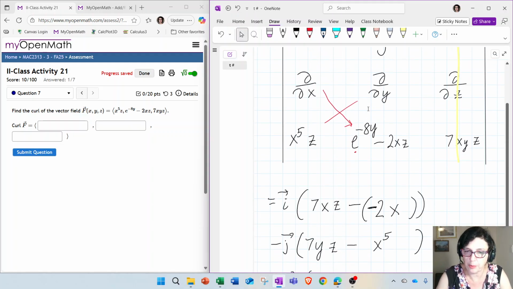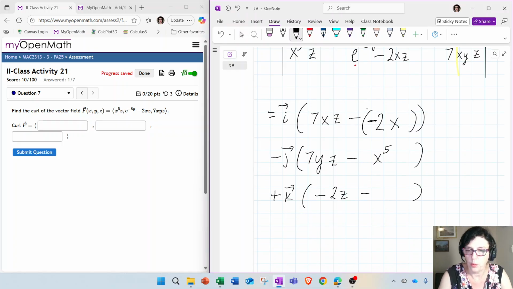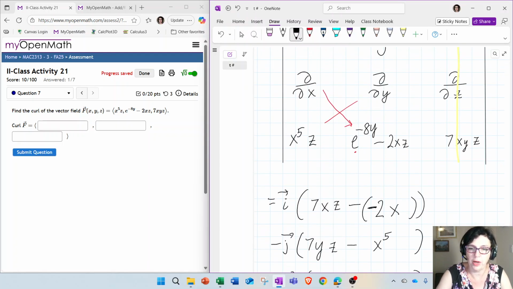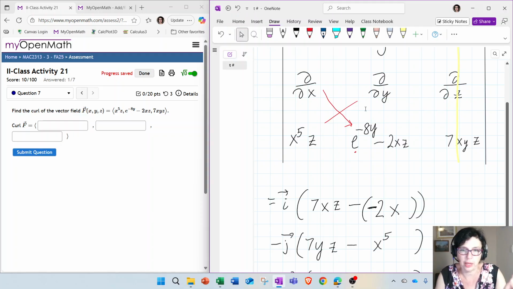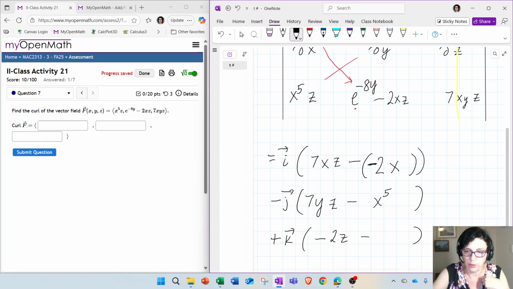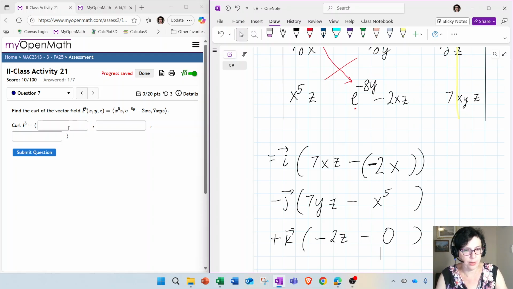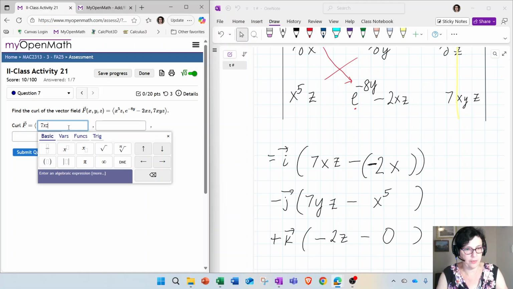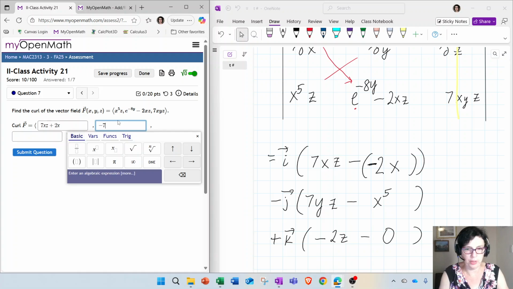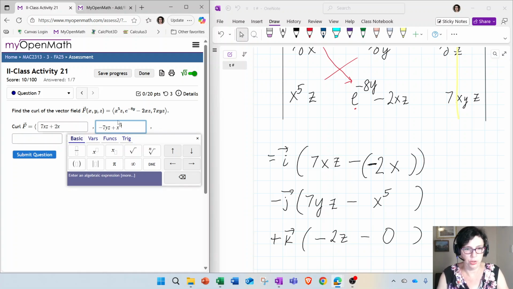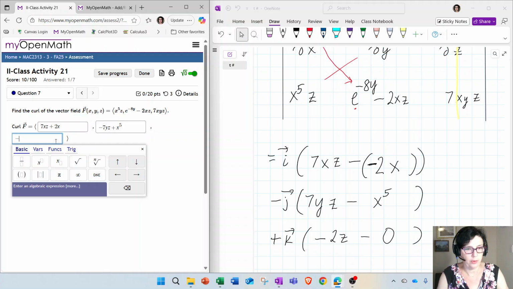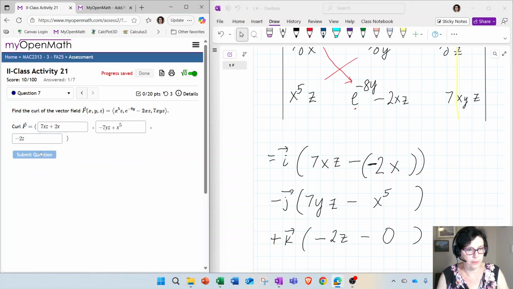Okay, then we're going to subtract the other one. The other one you're going to be happy to find is going to be 0 because x to the 5 and z do not have a y, and they're just by themselves. So this is like a number. What's the derivative of a number? Well, 0. Okay, so now I'm ready to type it. So I'm going to get 7xz plus 2x. Here I'm going to actually distribute that minus to each term. And that's it.